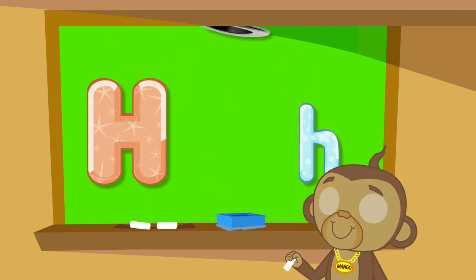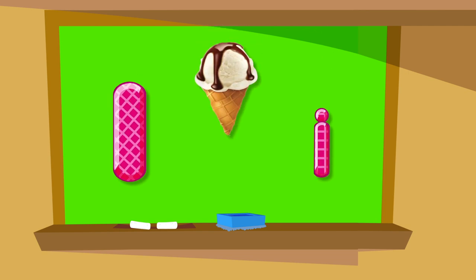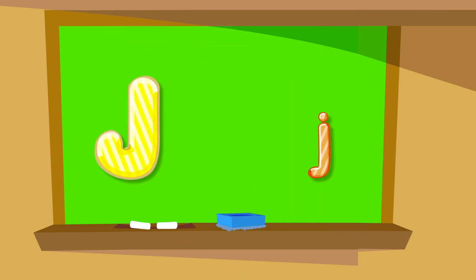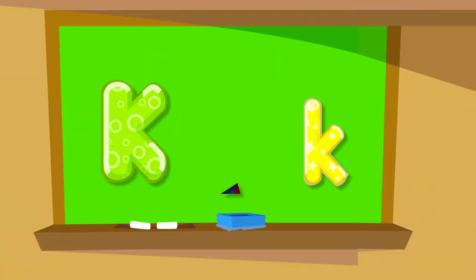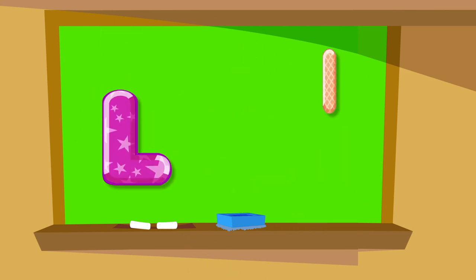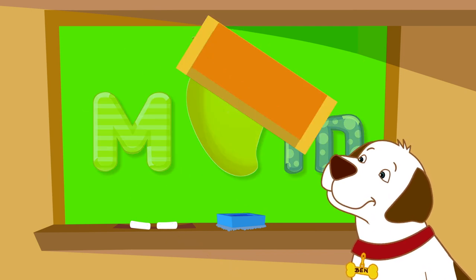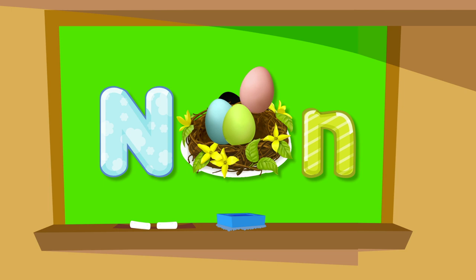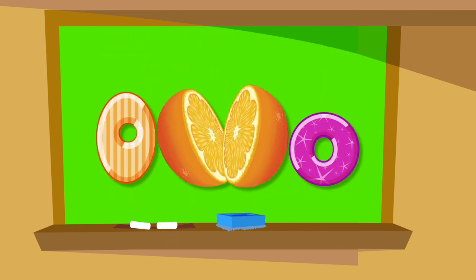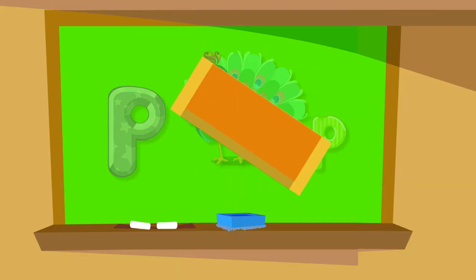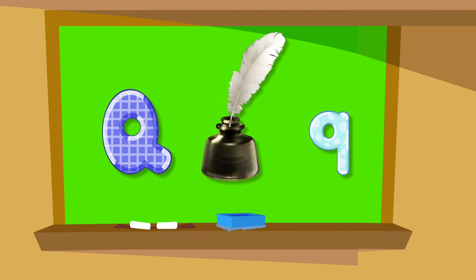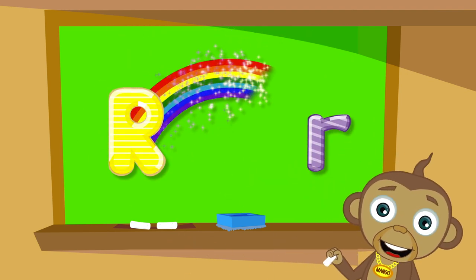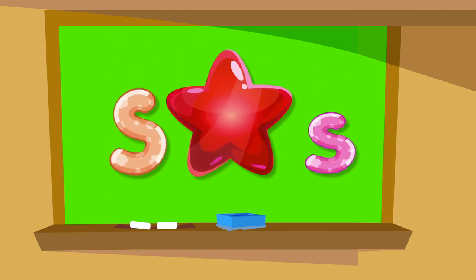H. H for hat. I. I for ice cream. J. J for jelly. Woohoo! K. K for kite. L. L for lollipop. M. M for mango. N. N for nest. O. O for orange. That's right. P for peacock. Q. Q for quill. R. R for rainbow. S. S for star.